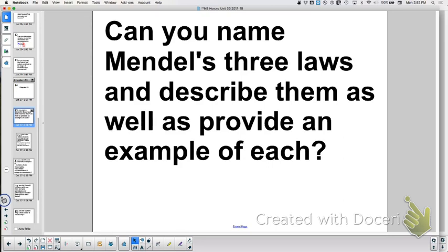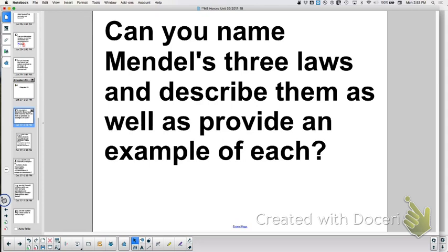Are there exceptions to the law of segregation? No, not for anything normal. That's called non-disjunction, trisomy 21. We haven't talked about that yet. But no exceptions to that. Bad things happen. Okay, so law of dominance, law of segregation. What's the third law?